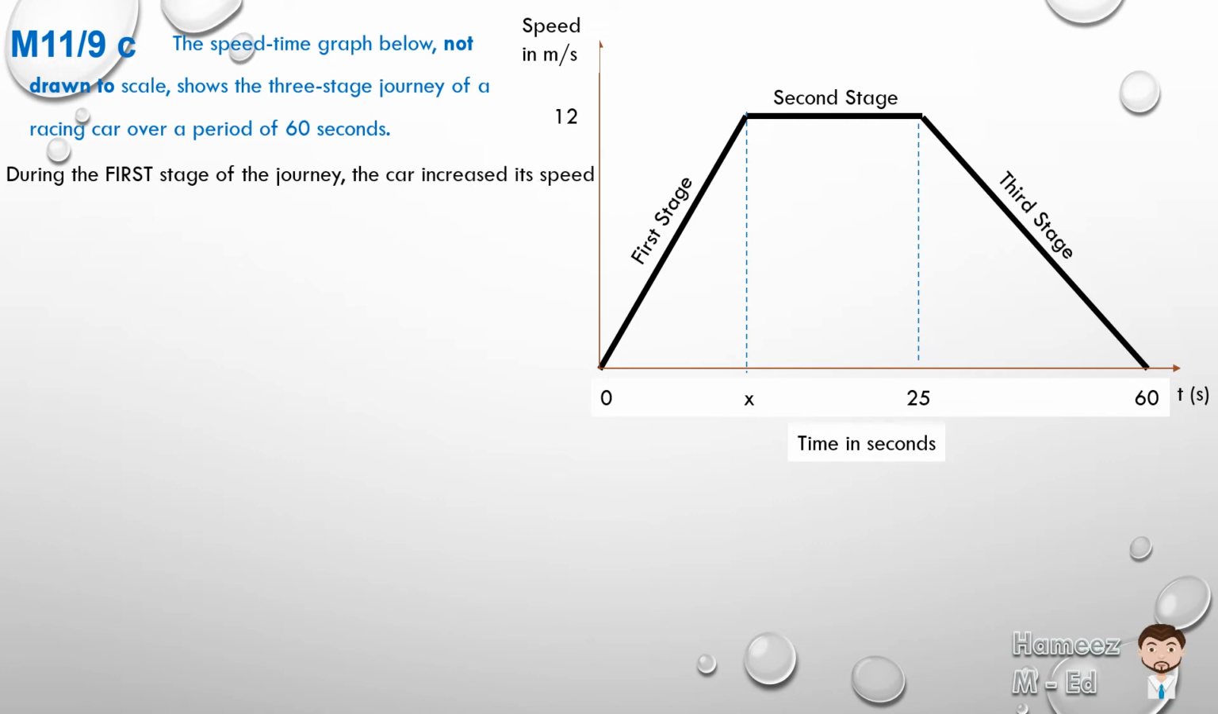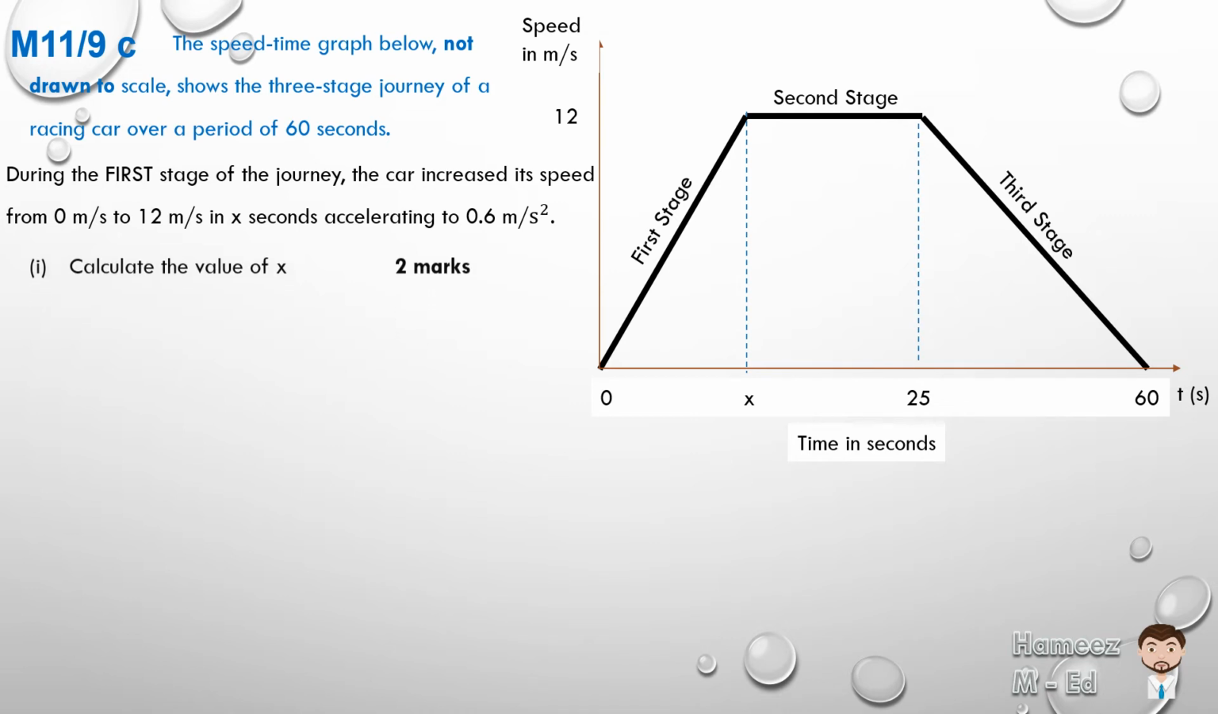During the first stage of the journey, the car increased its speed from 0 meters per second to 12 meters per second, as we can see in the graph, in x seconds, accelerating at 0.6 meters per second squared. So we know the acceleration as well. Calculate the value of x.